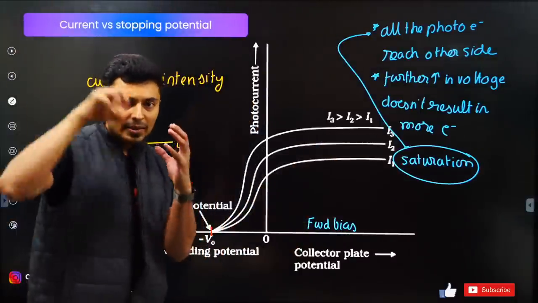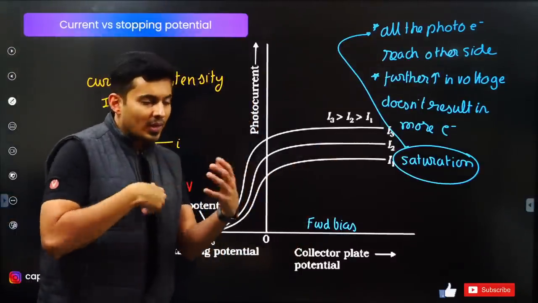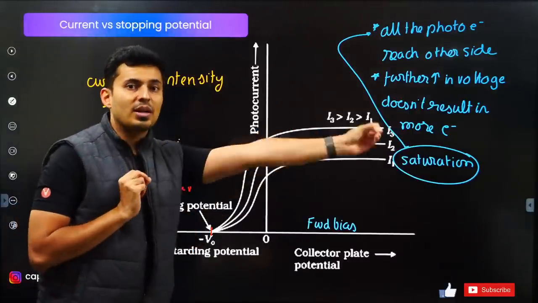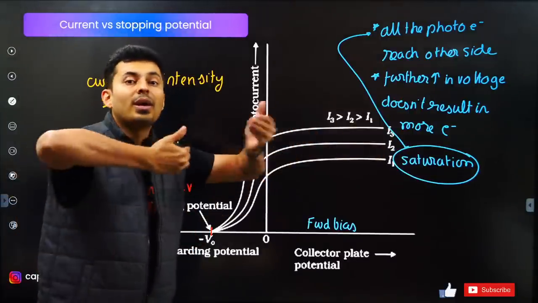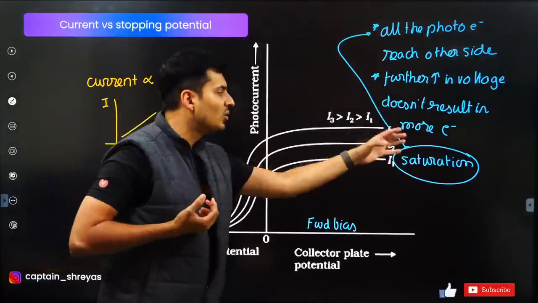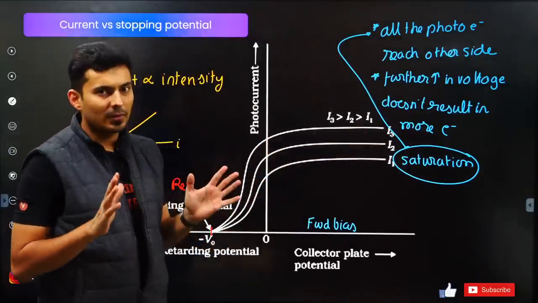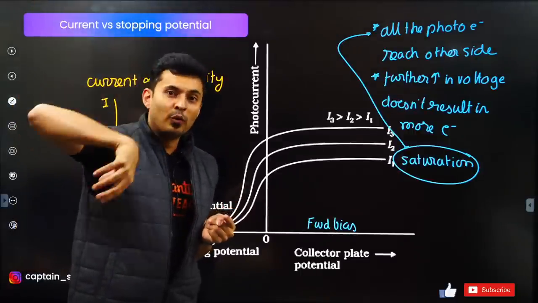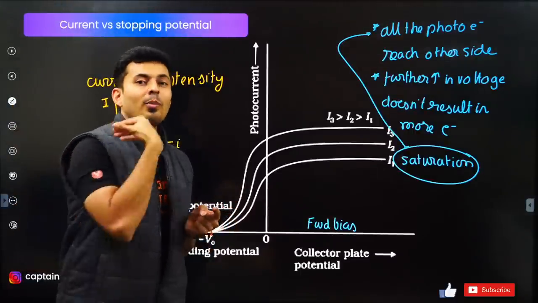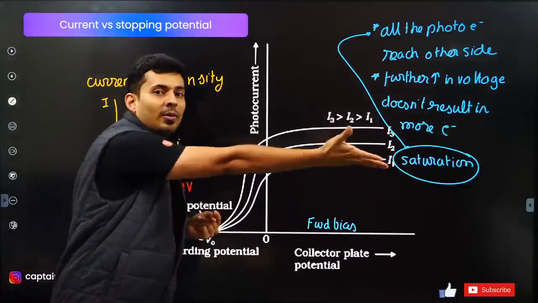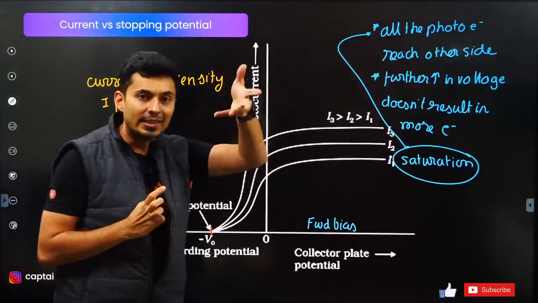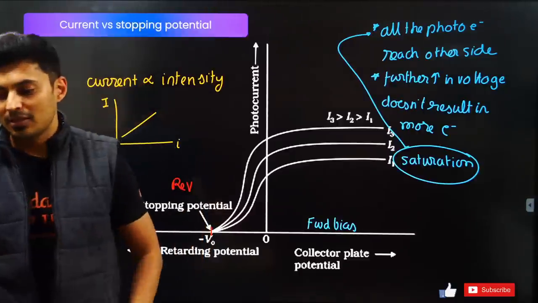So all the electrons which were being ejected out, all of them are reaching there. That's it. Even the weakest one is able to reach there. There is no further increase in the electrons. That's why there is no change in the current. That's all. But the moment you increase the intensity, then more photons fall, more electrons come out. Hence, more is the saturation current. So the current increases when you increase the intensity of light. I hope this is clear, Siva.